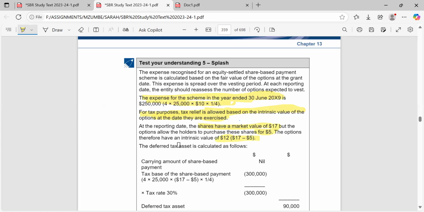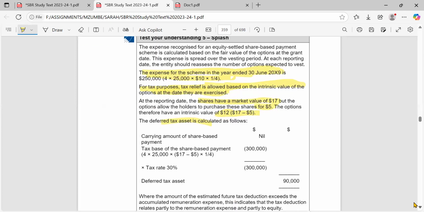So how do we get the deferred tax asset? As usual, we compare the carrying amount against the tax base, right? So what would we have on the carrying amount of share-based payment? Of course, we won't have any carrying amount of the share-based payment, right? Yes. So we'd have a nil value here.